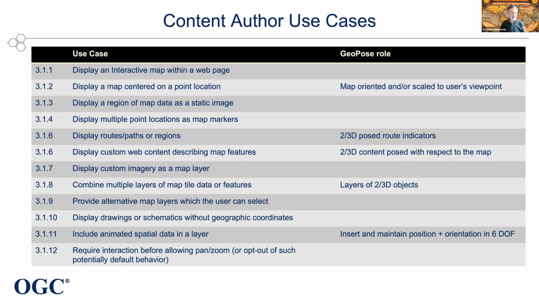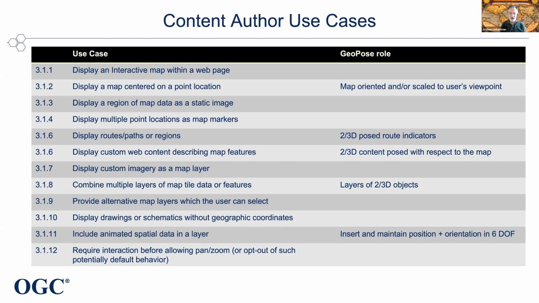Yeah, the idea here was to take the use cases that have been defined and presented for these different roles dealing with web maps. In this case, an author of content to be displayed in a web map, and look at where GeoPose might play a role. For example, displaying a map centered on a point location, so that you can have a location, an orientation, and a scale of that map.